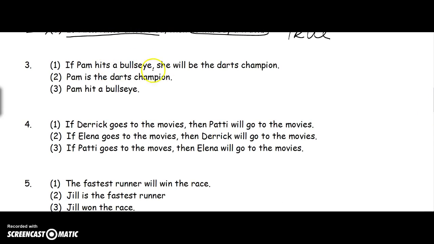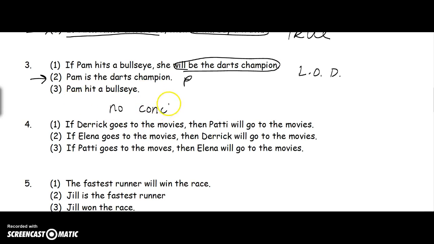If Pam hits a bullseye, she will be darts champion. Pam is the darts champion. So this is law of detachment again. And remember, step 2 has to be the hypothesis. Since it's the conclusion, then we cannot have a conclusion. So this is no conclusion.